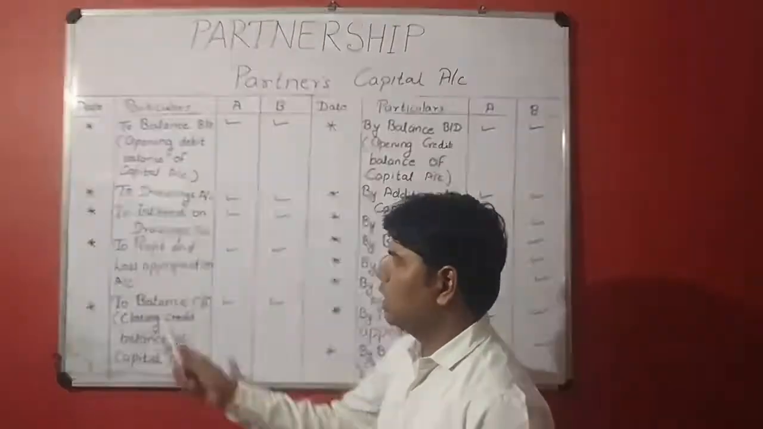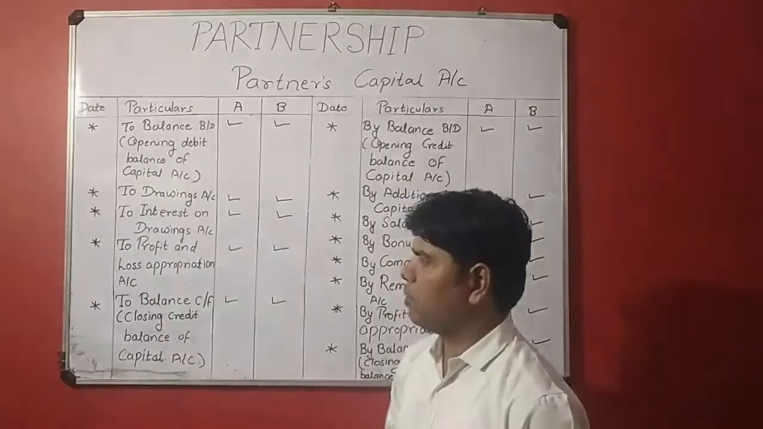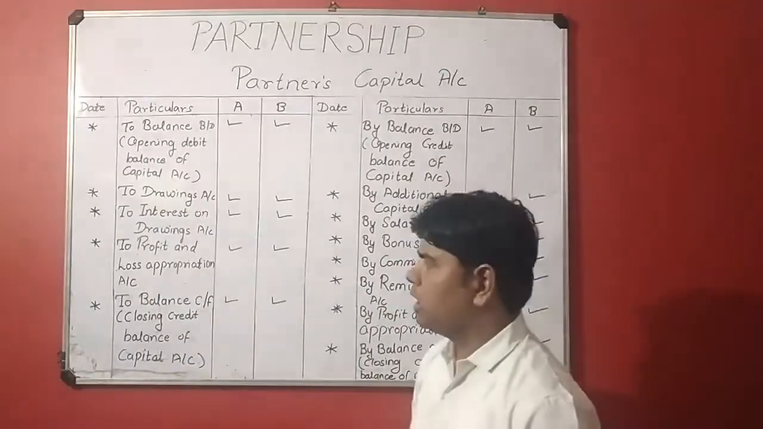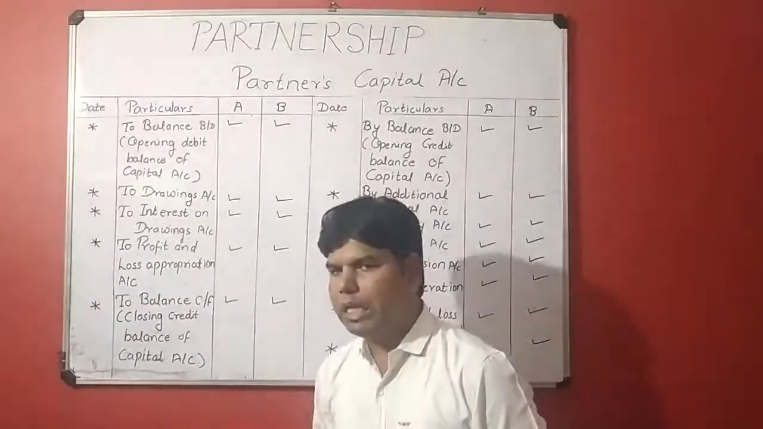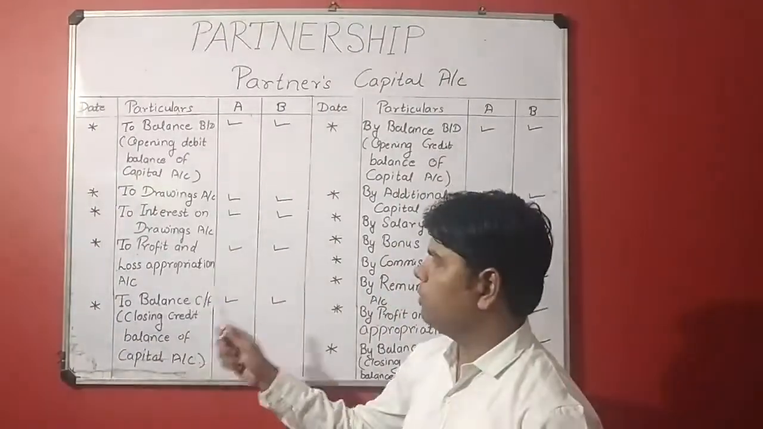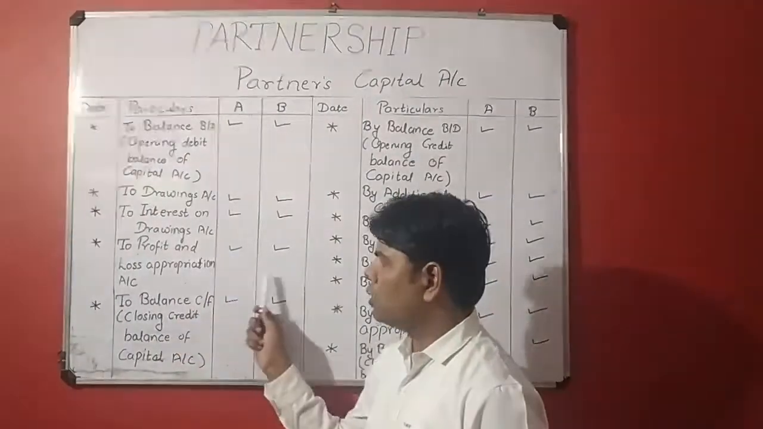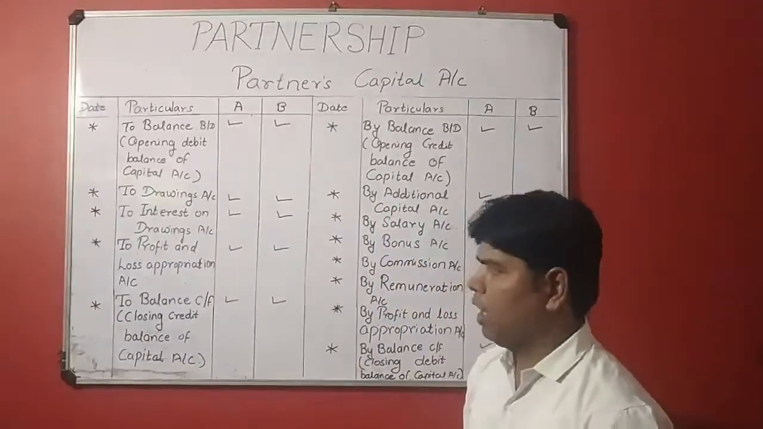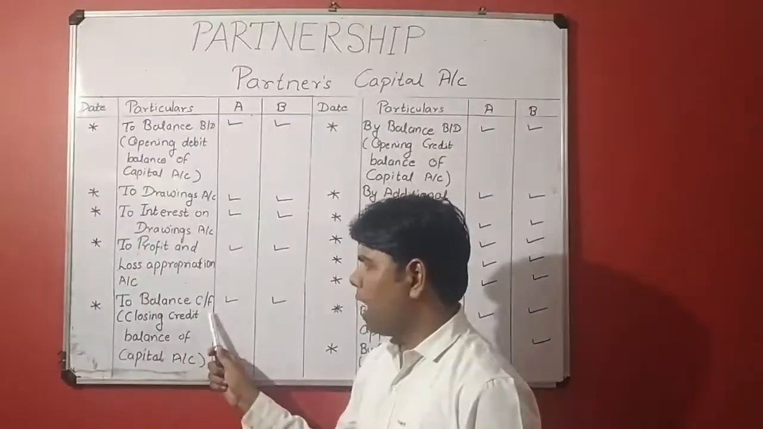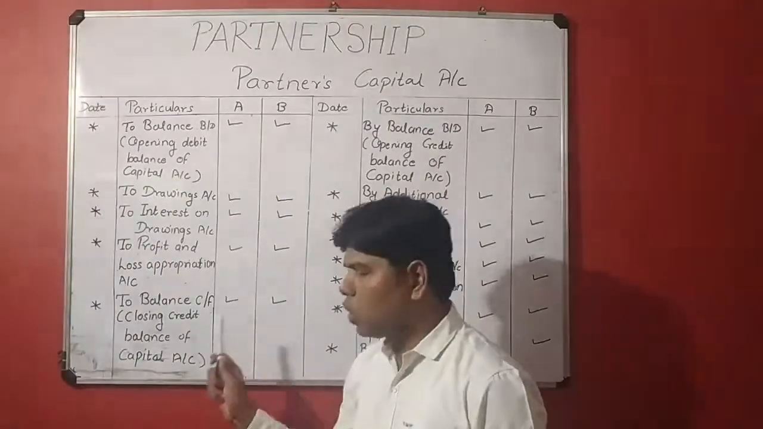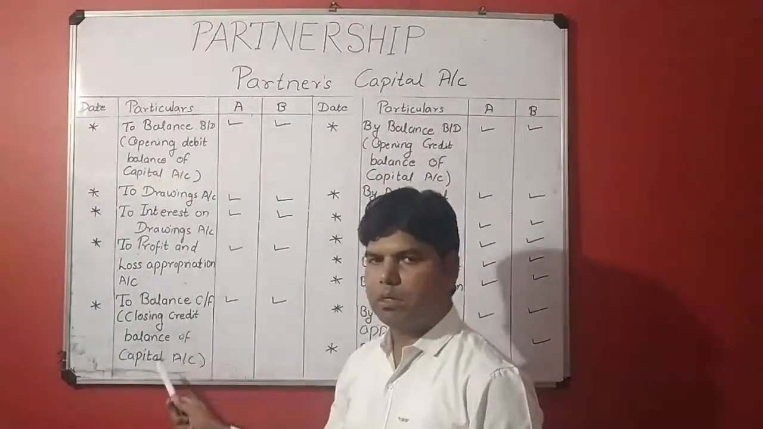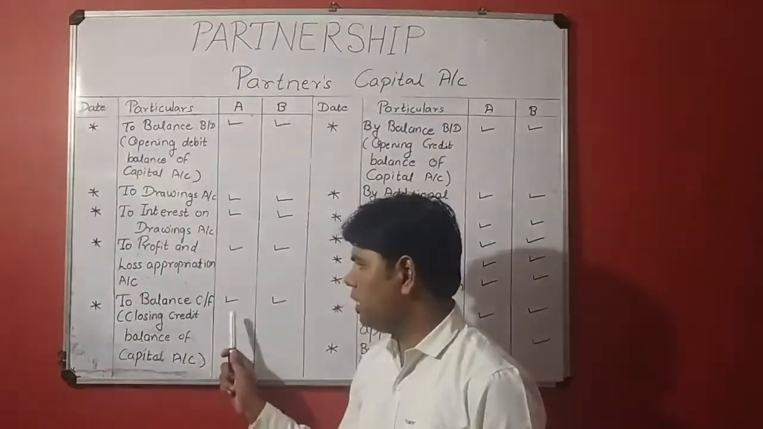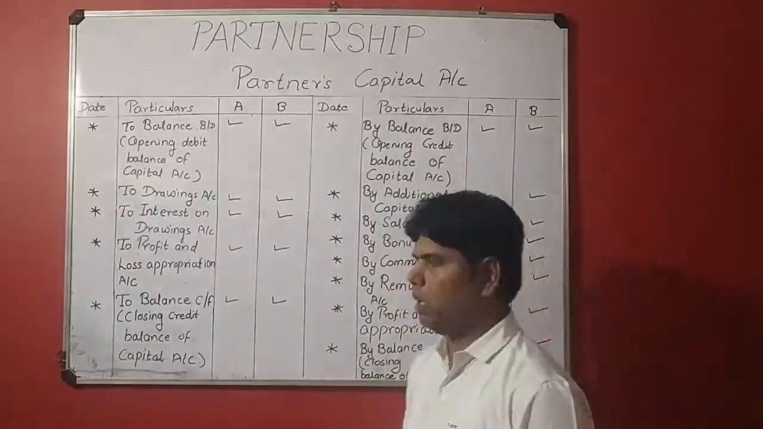After that, to profit and loss appropriation account. Generally, whenever the firm incurs a loss, the divisible loss of each partner will be recorded in these two columns. After that, to balance carried forward. The closing balance of the partner's capital account will be recorded in these two columns.